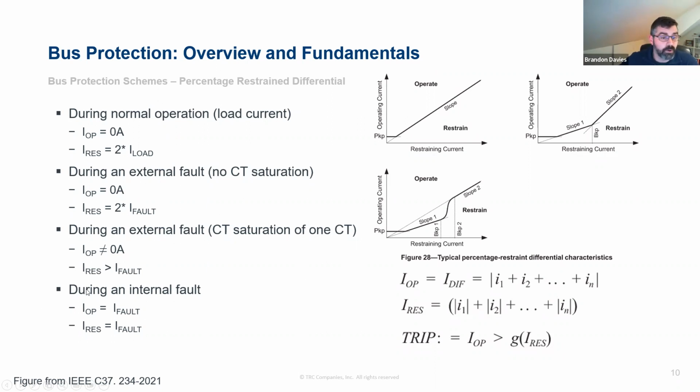And then during internal fault, your operate and restraint quantity are going to be both roughly equal to the fault current. So your CTs are going to sum up to the fault current with the differential calculation, and then the magnitude summing together should roughly equal the fault current as well. So, that's equivalent to that 100% factor here. So as long as your slope is set less than 100%, the relay would operate. Typically, they don't let you set it that high.